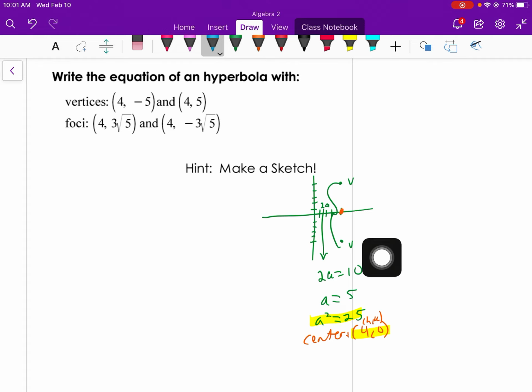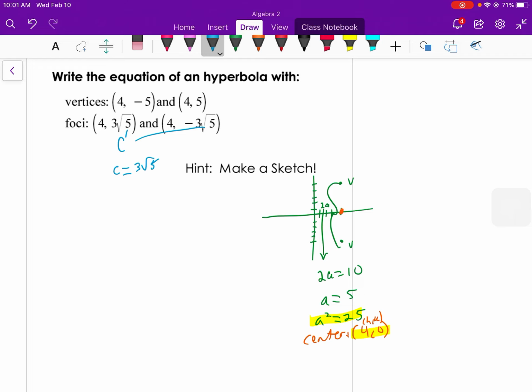Now, since we know the center is at 0 for the y value, and we go for the focus point plus or minus 3 square roots of 5, so we go 3 square roots of 5 up and 3 square roots of 5 down. That means that has to be C because we started at 0 and added those values. So either one of these could be C.